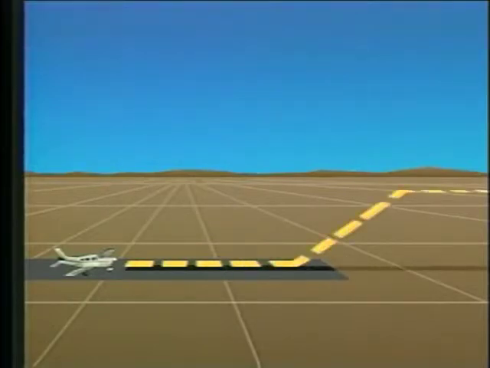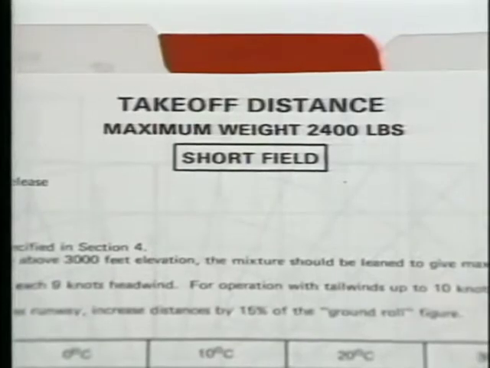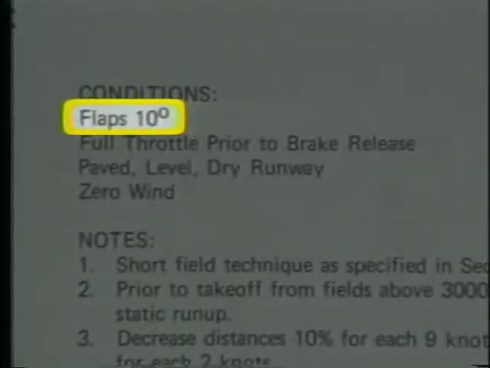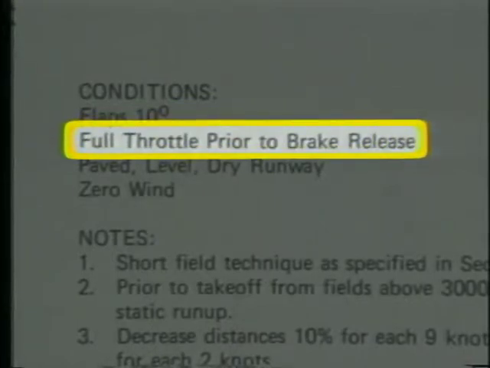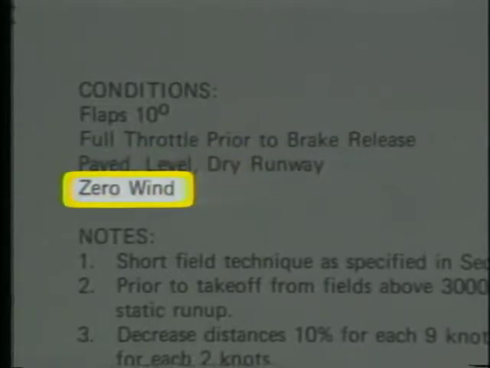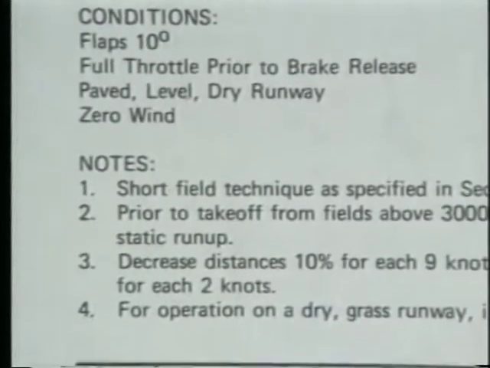Suppose you're going to be departing a short field and you want to know the ground roll and total distance required to clear a 50-foot obstacle. For this type of calculation, you'll need to refer to the takeoff distance chart. Before beginning, you need to note the conditions necessary to achieve the computed values on the chart. These include the flap setting, the power setting prior to brake release, the runway conditions, and the associated winds. Other notes are included for making adjustments for varying wind and runway conditions.